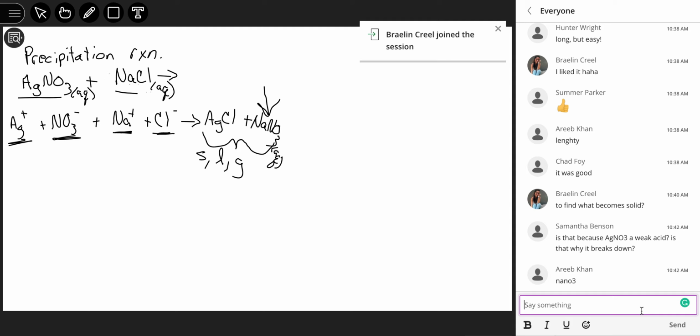And then when we look up silver chloride, we find that that solution is insoluble, meaning it doesn't dissolve. It forms a precipitate, which would be a solid that forms. And so we would write an S there. So in this case, a reaction does occur. And you can also tell this once you've written out the net ionic equation.